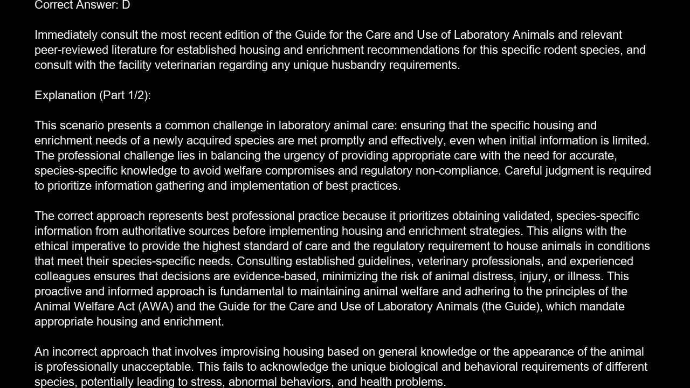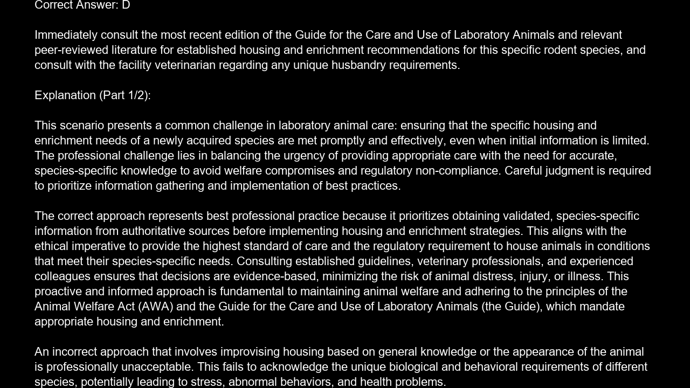The correct answer is D. Immediately consult the most recent edition of the Guide for the Care and Use of Laboratory Animals and relevant peer-reviewed literature for established housing and enrichment recommendations for this specific rodent species, and consult with the facility veterinarian regarding any unique husbandry requirements. Explanation. This scenario presents a common challenge in laboratory animal care, ensuring that the specific housing and enrichment needs of a newly acquired species are met promptly and effectively, even when initial information is limited.